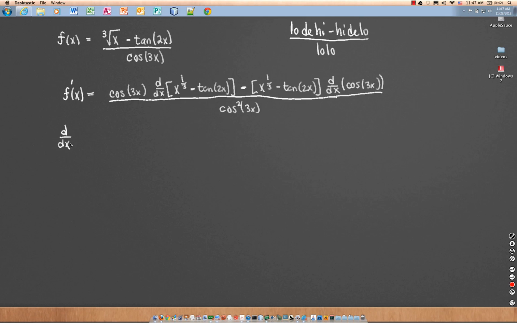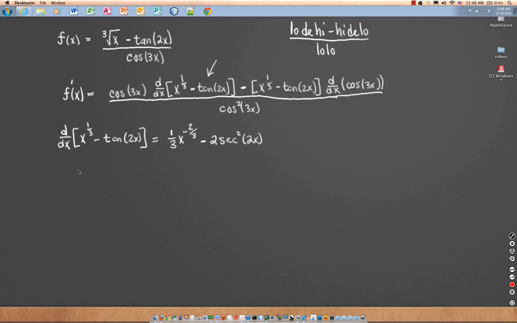What is the derivative with respect to x of x to the 1/3 minus the tangent of 2x? Okay, so I use the power rule. This becomes 1/3 x to the negative 2/3, and then minus the derivative of tangent is secant squared, but then by the chain rule I differentiate 2x and I get 2, so this becomes minus 2 secant squared of 2x. And that's this piece right here.